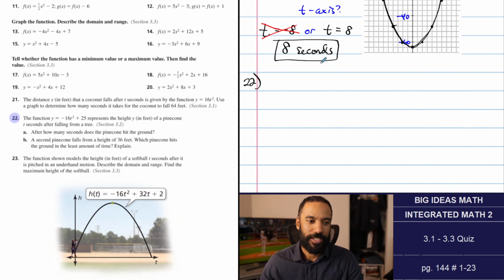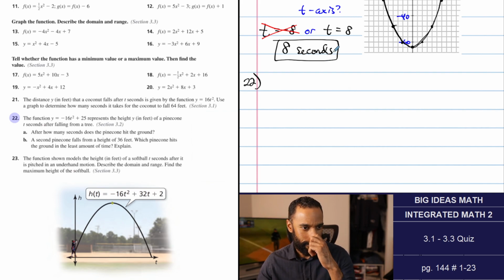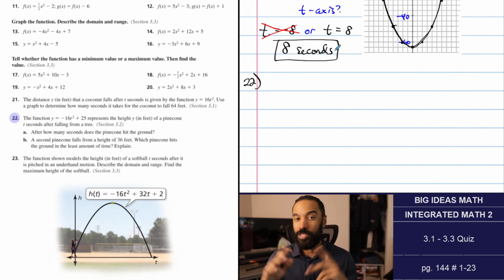Okay, number 22. The function y equals negative 16t squared plus 25 represents the height in feet of a pine cone t seconds after falling from a tree. So this is the same kind of thing.